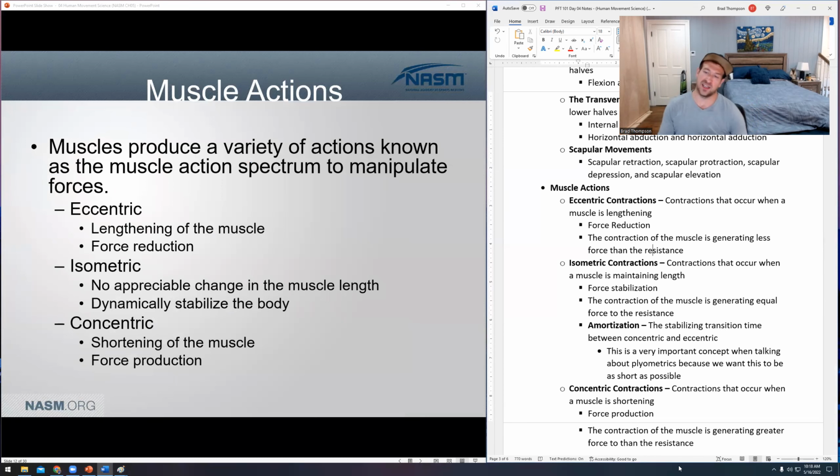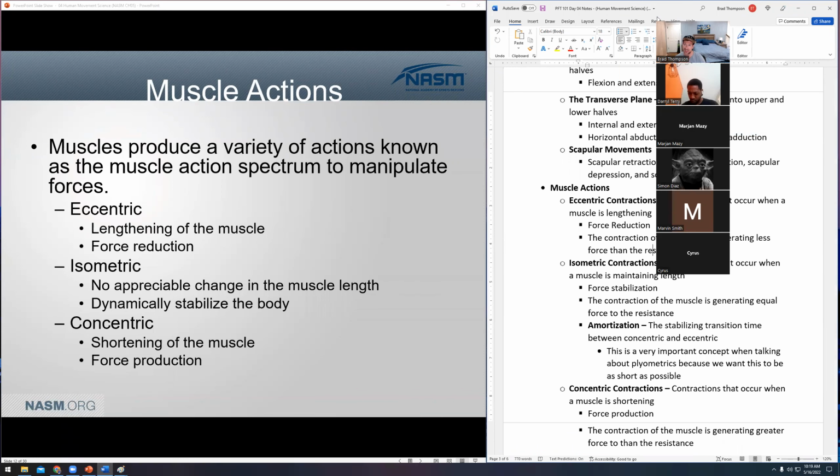Isometric movements are in the middle. Isometric movements are contractions that take place where there is no change in the length of the muscle. So the muscle's length remains constant. Isometric contractions can take place at any section of the muscle. I can obviously hold here, right? Anywhere where I'm holding, that's an isometric contraction.